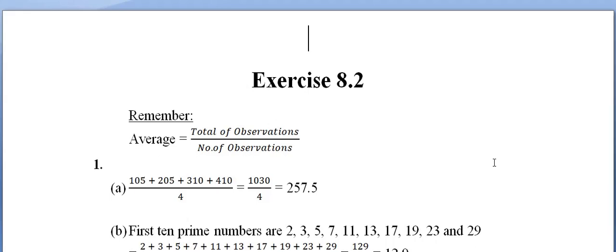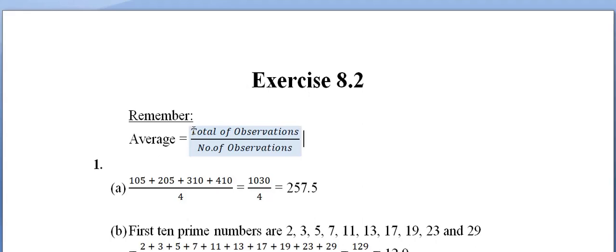Average is basically the total number of observations by number of observations. Okay, so like you can say the sum of observations divided by the number of observations. It's very simple. It is like, what's your average percentage?